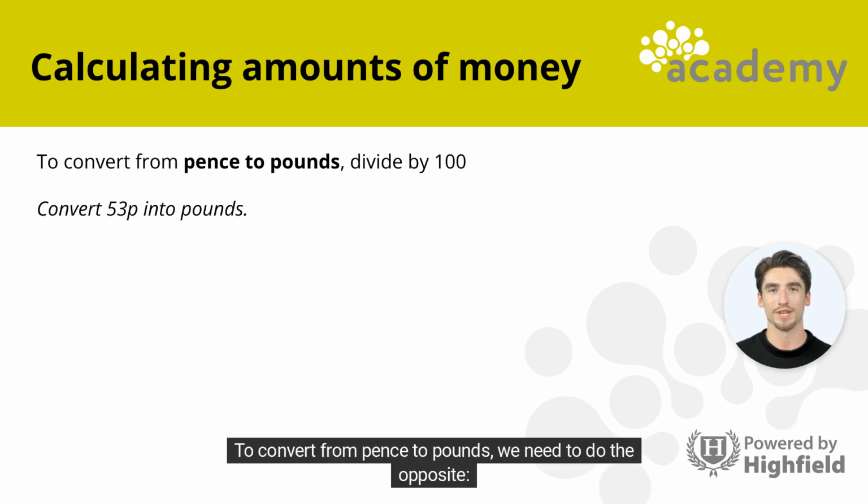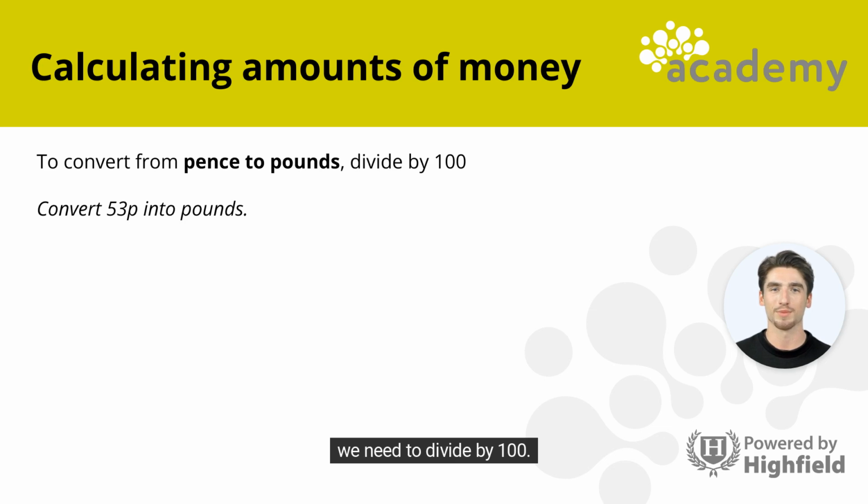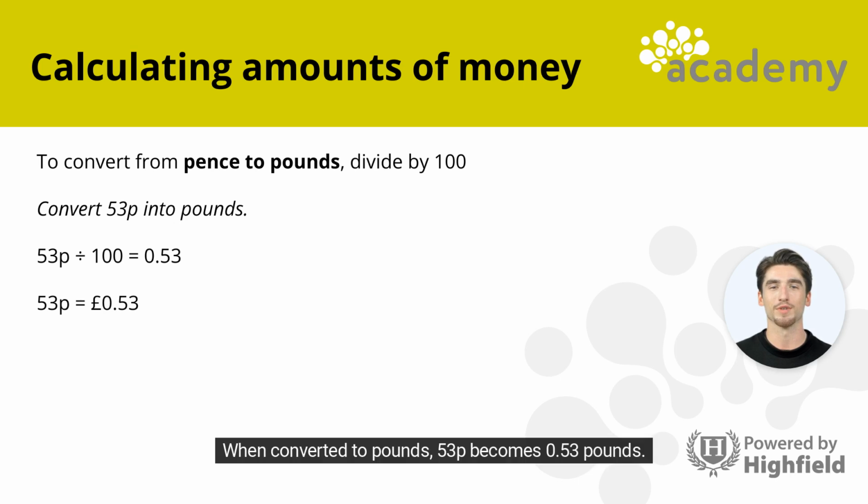To convert from pence to pounds, we need to do the opposite. We need to divide by 100. Let's look at an example. Convert 53 pence into pounds. We need to divide by 100. 53 divided by 100 equals 0.53. When converted to pounds, 53 pence becomes 0.53 pounds.